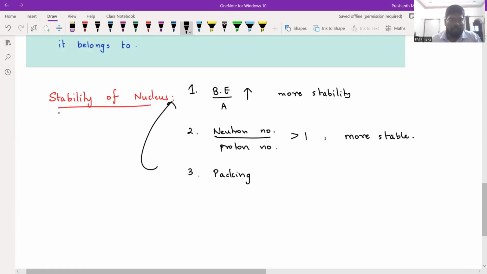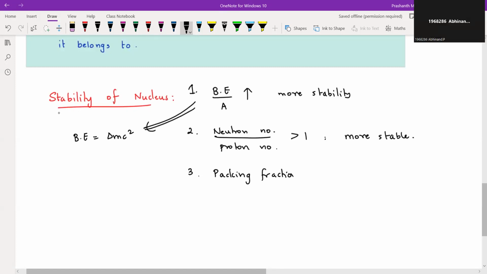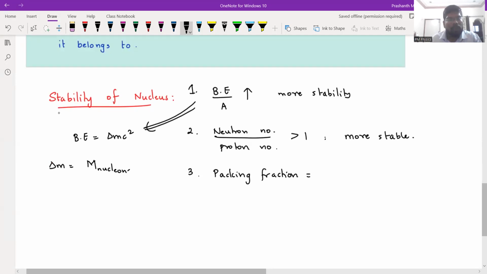Again, it is very similar to binding energy. How do we calculate binding energy? It is mass defect into c square. Right? So here also, packing fraction. But in mass defect, how do you find mass defect? We said it is mass of nucleons minus mass of nucleus, mass of the atom. So here, packing fraction is also almost the same, but the little difference is that here it is taken in reverse. Reverse means it is mass of nucleus minus mass of nucleons, divided by mass.